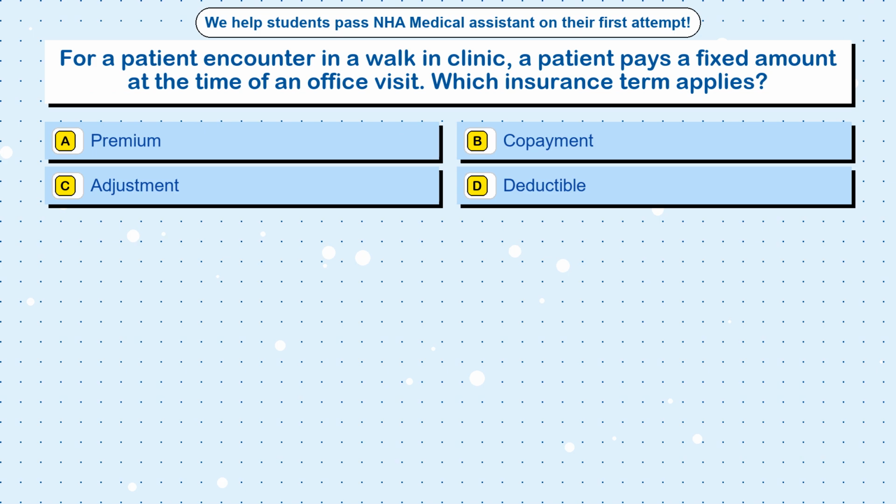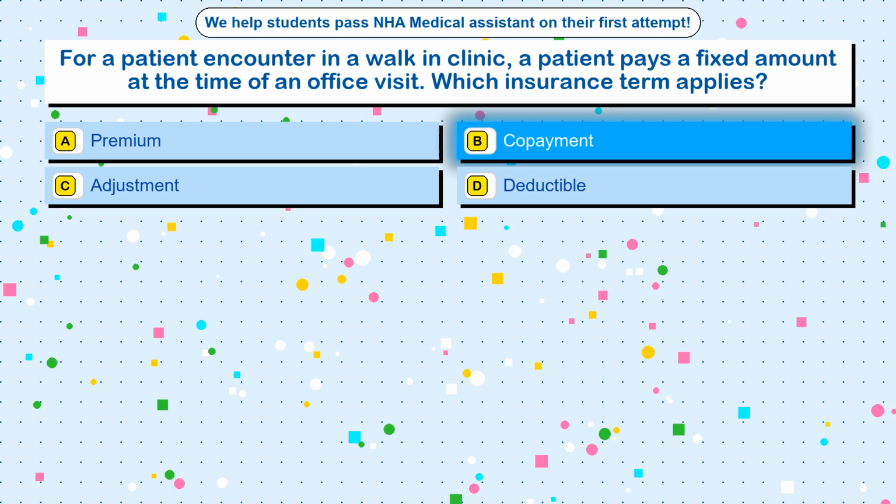Question 22. For a patient encounter in a walk-in clinic, a patient pays a fixed amount at the time of an office visit. Which insurance term applies? Option A, premium. Option B, copayment. Option C, adjustment. Option D, deductible. The correct answer is option B, copayment.